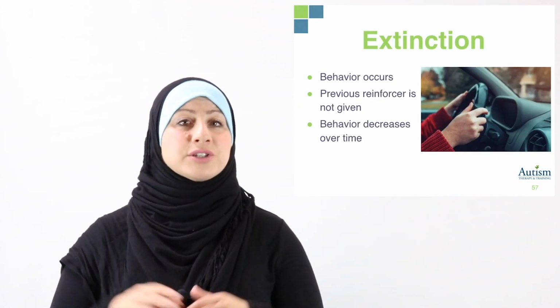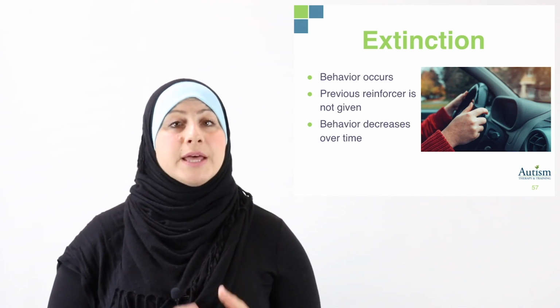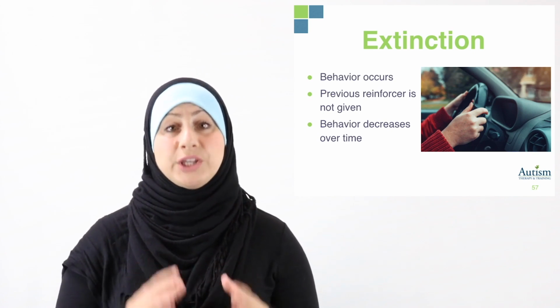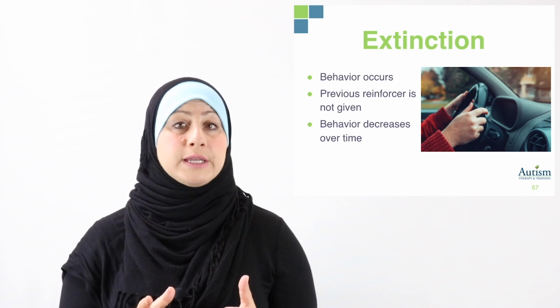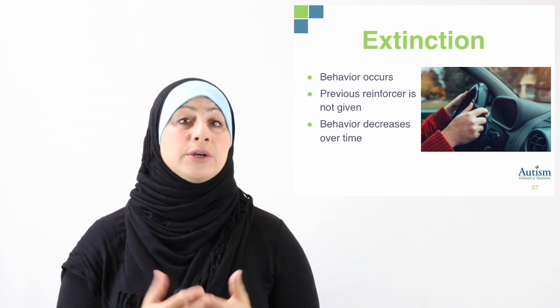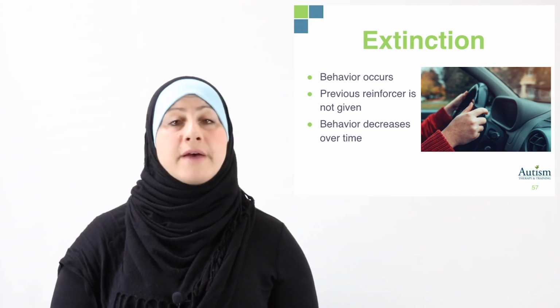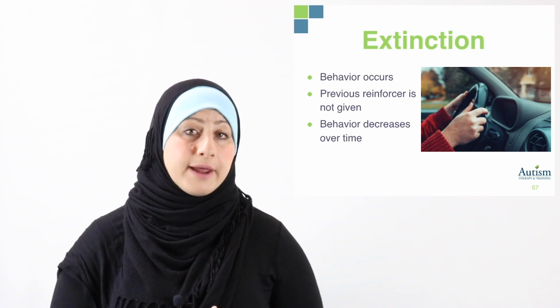Hang in there. Let's talk about extinction. This is another principle of ABA. This is when you no longer reinforce the behavior with the reinforcer it used to get. So the behavior happens, you don't reinforce it, then the behavior gradually decreases. For example, imagine your friend called you every day after work and asked if you could pick them up, and you did day after day.